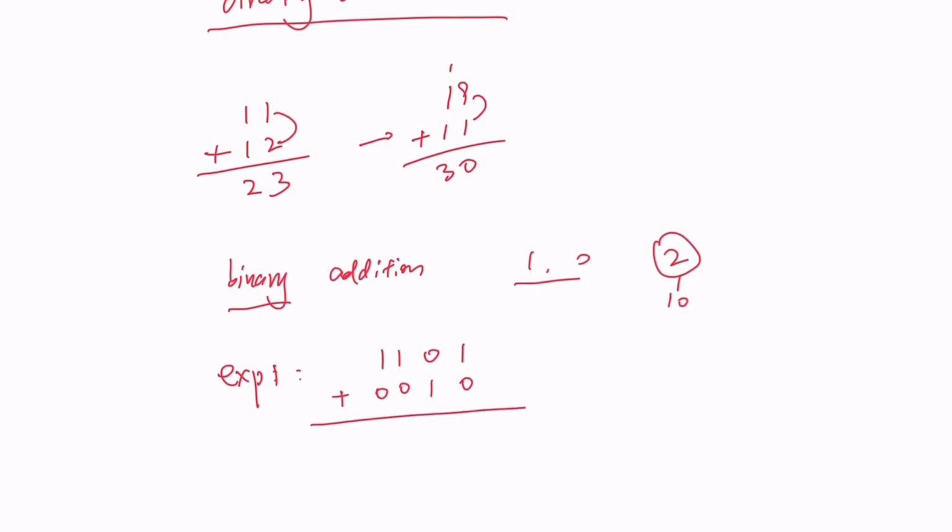Similar to the decimals, we do it bit by bit, from right to left. So we do this one first. 1 plus 0 is 1. 1 plus 0 is 1. 1 plus 0 is 1. 1 plus 0 is 1. So the result will be 1, 1, 1, 1. That's our result here.